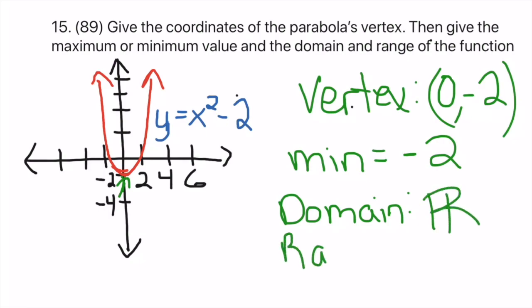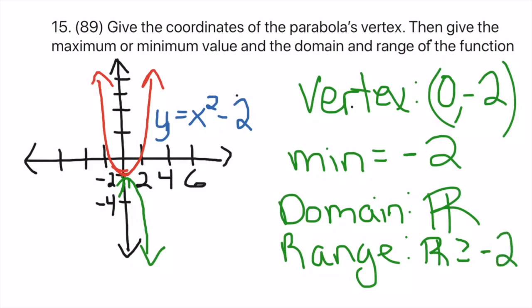And then the range, now the range is going to be all your y values. However, notice that it's never going to get to any of the y values down below this -2 mark. So we would say all real numbers greater than or equal to -2, because it'll never be any of the numbers less than -2.